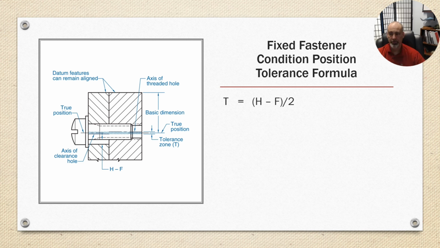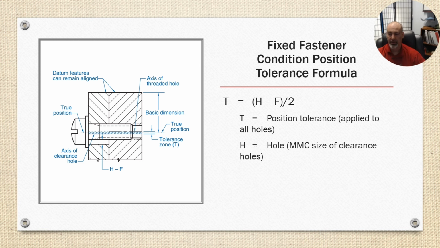Okay, the formula for this is T equals (H minus F) divided by 2, because you're splitting the tolerance in this case between the two parts. T is the position tolerance applied to all the holes. H is the hole at MMC size for clearance holes. And F is the fastener at maximum material condition size.